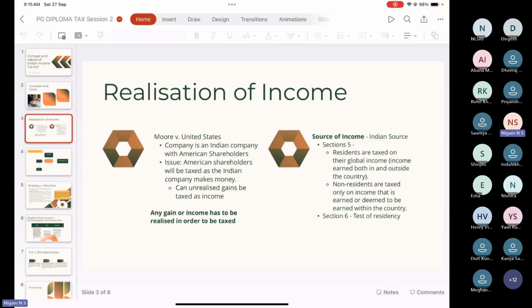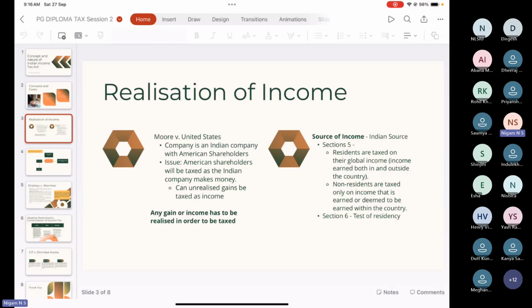So keep that realization of income idea in your head, and we'll talk about that in a bit more detail. There are several sources of income. If you go to the right hand side of the slide, you will notice that under Section 5, residents are taxed on their global income earned both in and out of the country, and non-residents are taxed only on income that is earned or deemed to be earned within the country. Of course, we need to find out what that means. How is something earned within the country or outside the country? But keep Section 5 in mind as well.